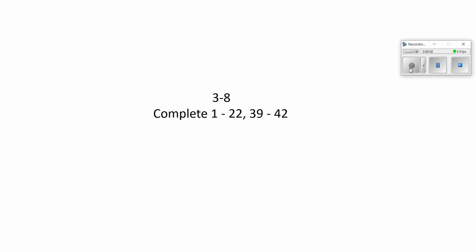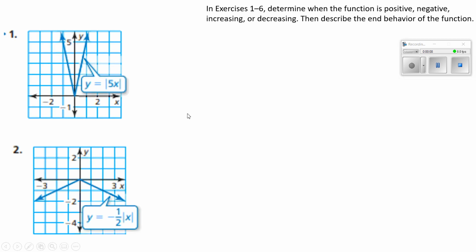Let's go ahead and knock out the homework for 3-8. We're going to do 1 through 22 and then 39 through 42. On number 1, it says in exercises 1 through 6, determine when the function is positive, when it's negative, when it's increasing or decreasing, and then describe the end behavior of the function.